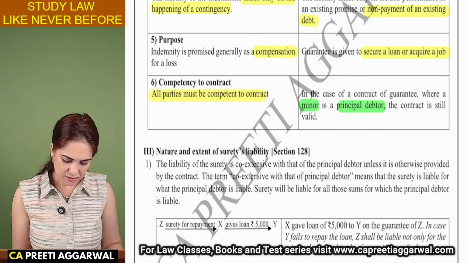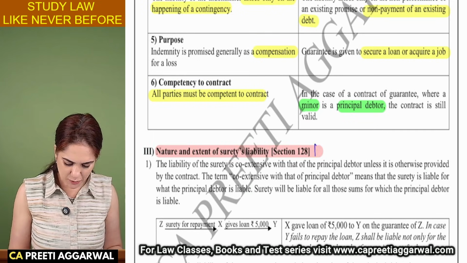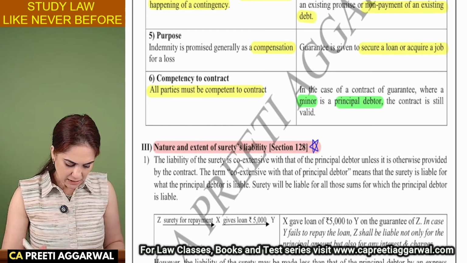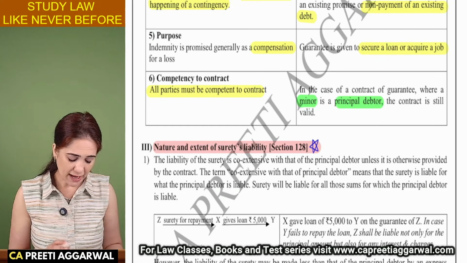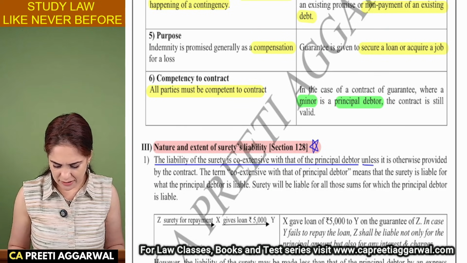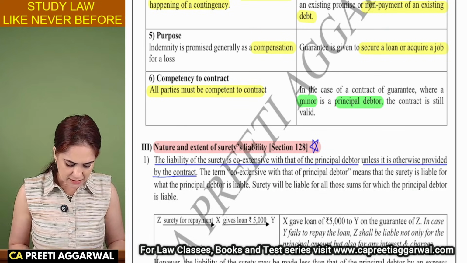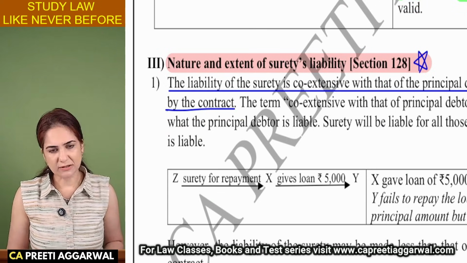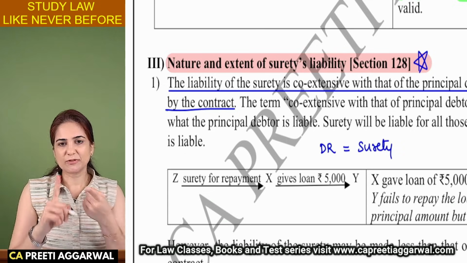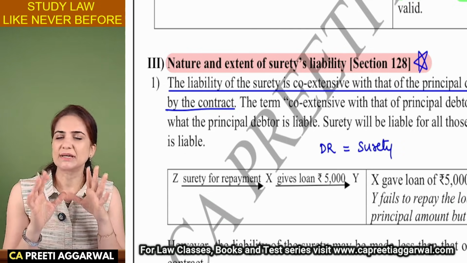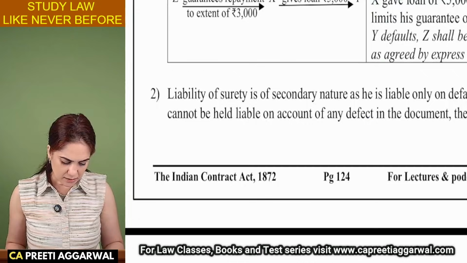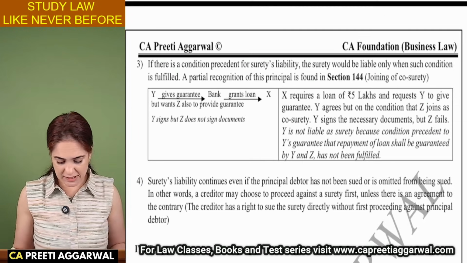Next, we have the nature and extent of surety's liability, section 128. This is a very important section for exam, very important. The liability of the surety is co-extensive with that of the principal debtor unless otherwise provided in the act. What does it mean? It means that whatever is the liability of the debtor, that exactly is the same liability of the surety. If the debtor is liable for the principal, interest, expenses, the surety is also liable to pay the principal, interest and other expenses. So it is same. The liability is secondary.